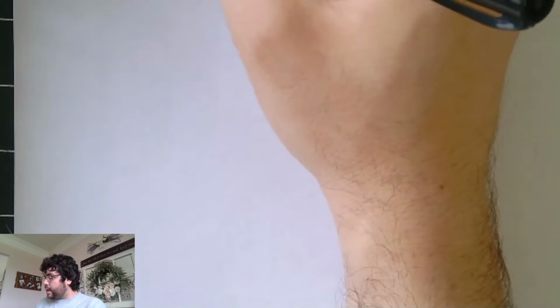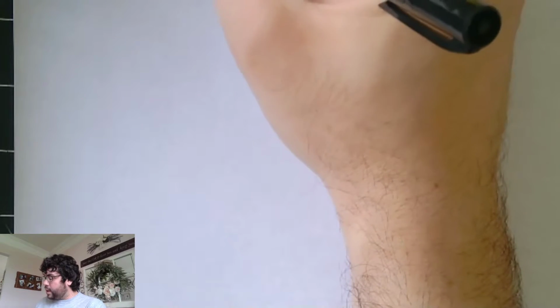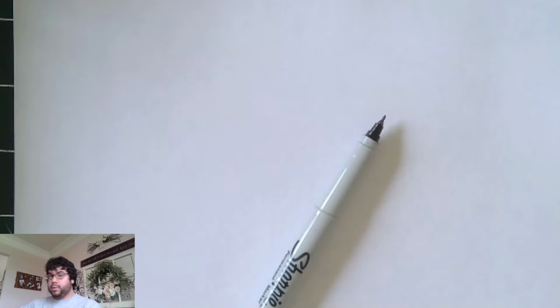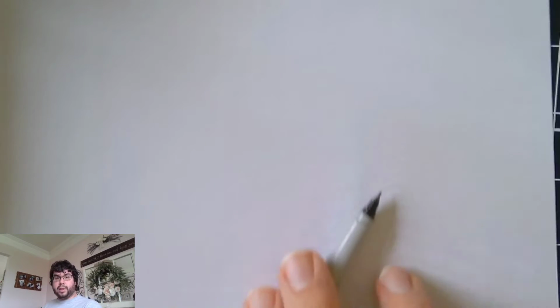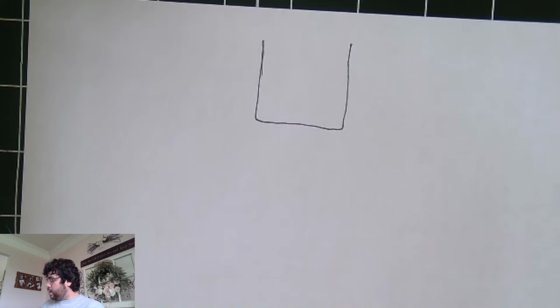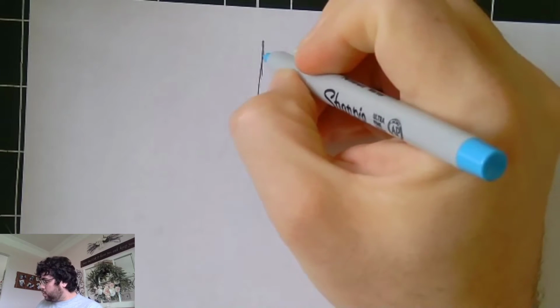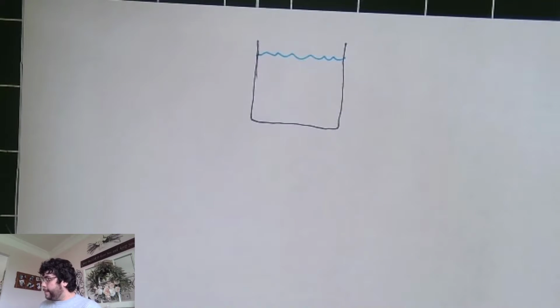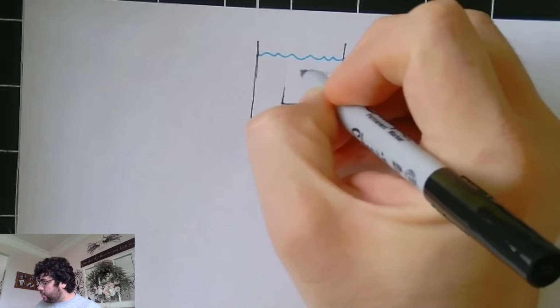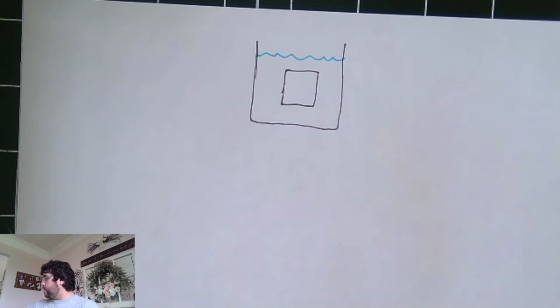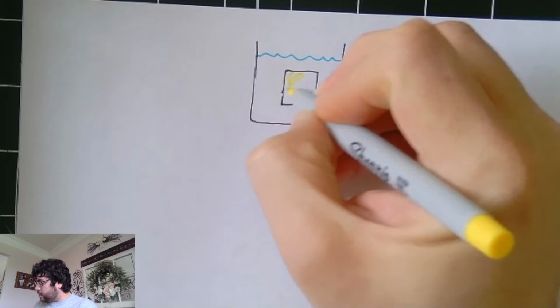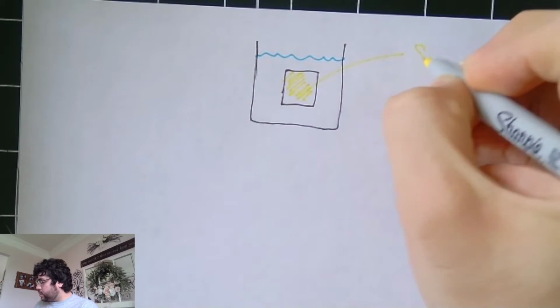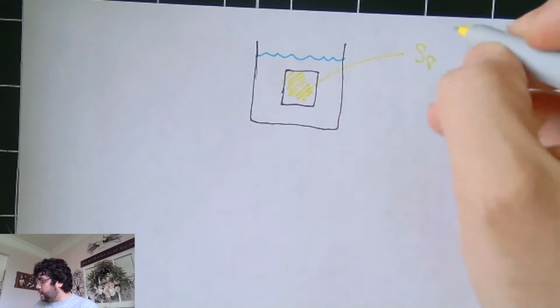Let me just draw a diagram here. What they're saying is you've got some kind of container, and you have water in that container. And inside that container, you've got another container which has a reaction taking place. That reaction is with sulfur, S8.